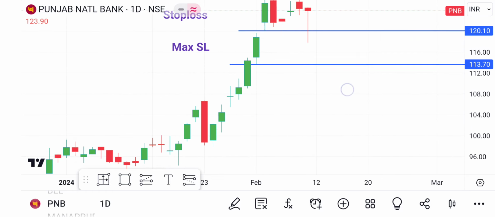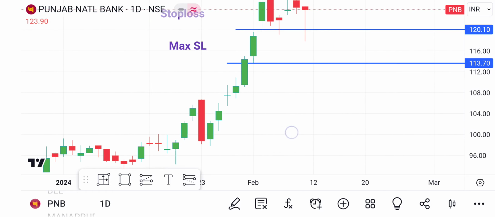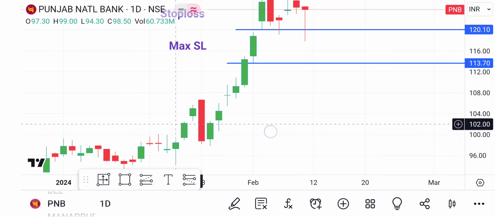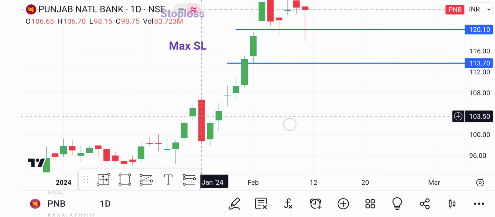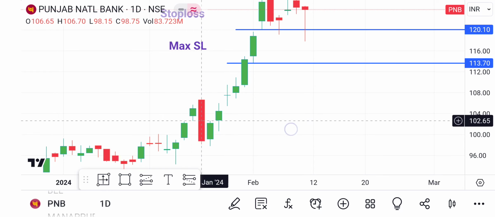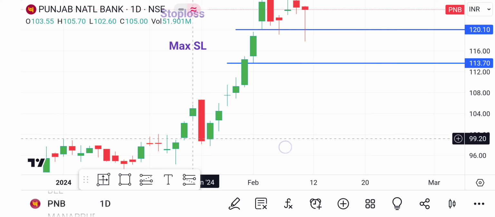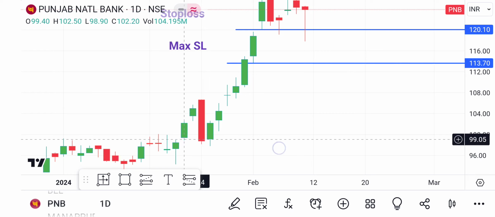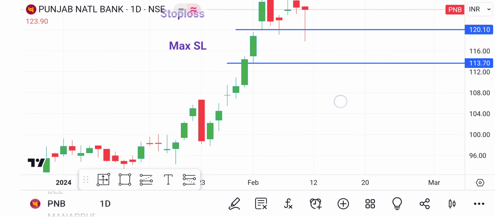Let's look at what happened here. In this case, the price has not only closed below this candle, it has also crossed beyond this candle. In this case, this is our max stop loss. Okay, I hope you get the point.